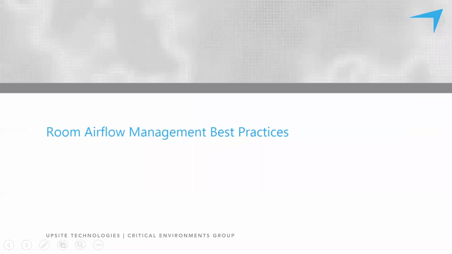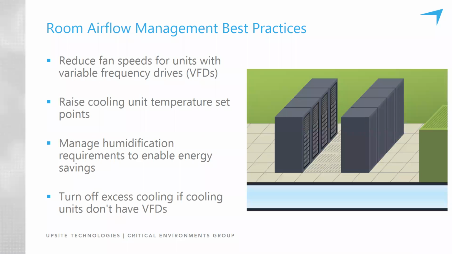So let's move on and look at some of the best practices. Room airflow management best practices are as follows. Reduce the fan speeds for units with variable frequency drives, raise cooling unit temperature set points, manage the humidification requirements in the room, and turn off excess cooling units that do not have VFDs. And now we'll go through each of these in more detail.